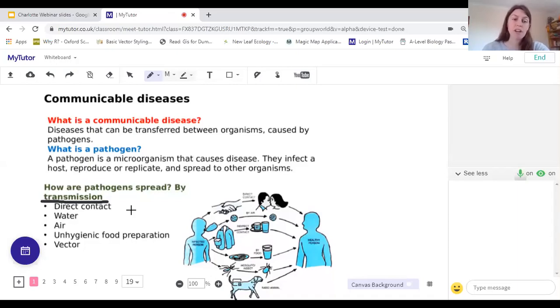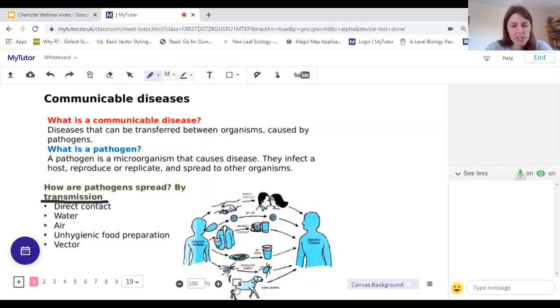Unhygienic food preparation is another one. It's very easy to pass on germs if you're not being hygienic in the kitchen. And also vectors. The vectors tend to be slightly less common and are usually things that are more difficult to learn about. So a vector is an organism that carries a pathogen. It transmits a pathogen between, say, humans, but it doesn't get the disease itself, so it just carries it.